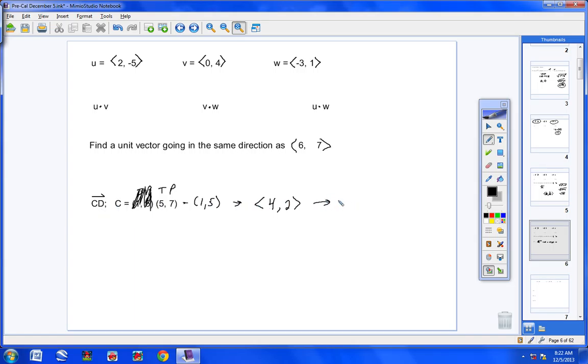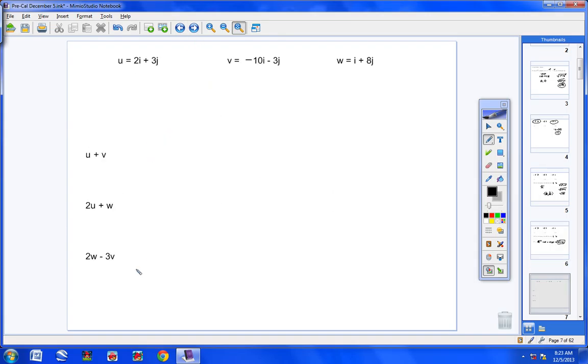And now remember how easy it is to write this as a linear combination: 4i plus 2j. All that you do is take these two numbers, put an i with the first number, a j with the second number, and make sure you put a positive or a negative sign here depending on whatever the sign of the second number is. I'm not going to do all of these, but let's take a look at 2u plus w.